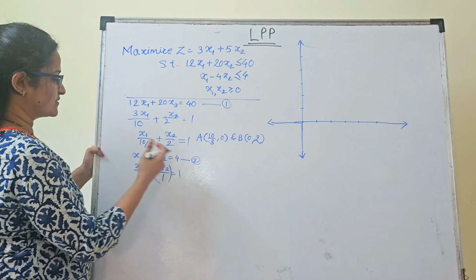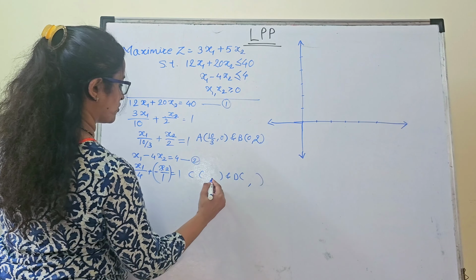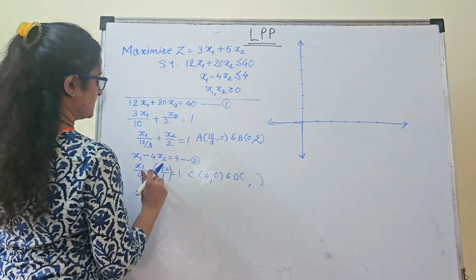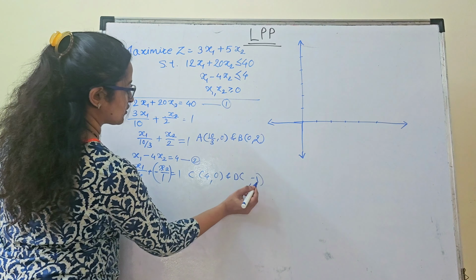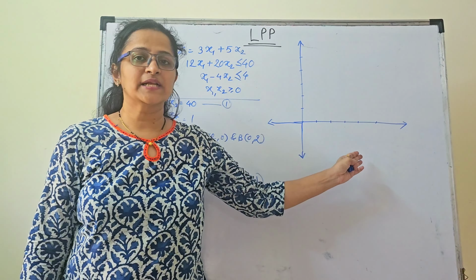So this gives me the two coordinates, which are C and D. So what are those two coordinates? C is 4 and 0, and D is minus 1. Correct? This minus sign is there. So D is minus 1 on the y-axis and 0 on the x-axis. Done. Let's plot these points quickly on the graph paper.